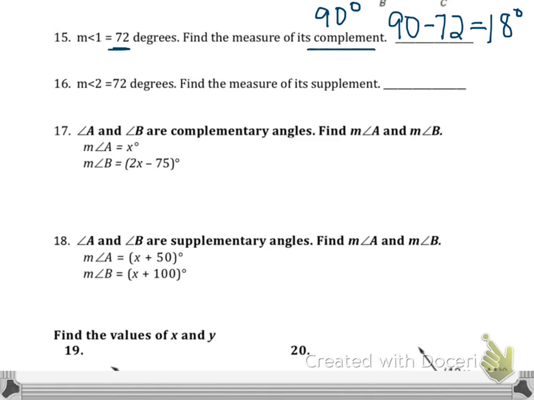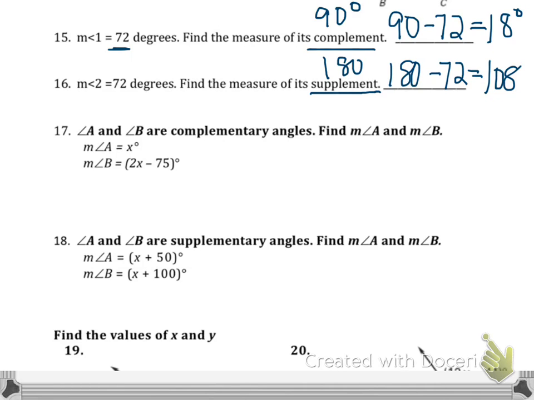Those are complements. Okay, question 16. I have the same measurement. My angle 2 is 72 degrees. But then it says find the measure of its supplement. Supplementary angles sum to 180. So this time, we're going to say 180 minus 72, and we're going to get 108. So the angle 108 and the angle 2, which is 72, are supplements because they sum to 180.